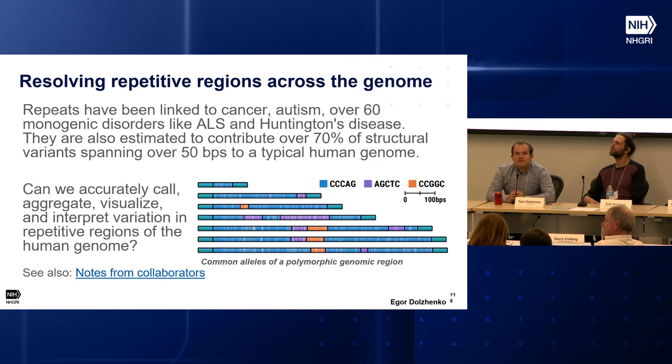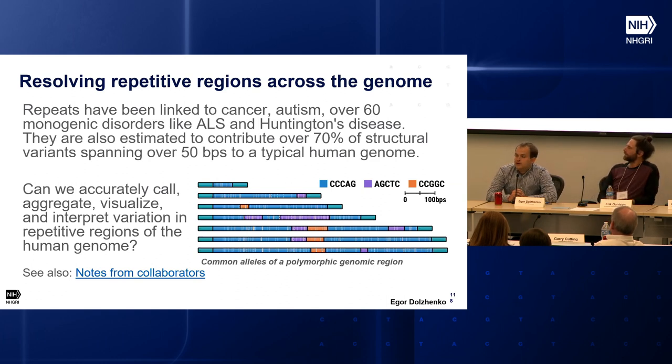And so at the same time, there is a significant need in creating computational methods for resolving these regions of the genome, because still in standard computational pipelines, usually there are no dedicated tools for analyzing repeats, although that's starting to change. And so the basic question that we want to answer is, can we accurately call, aggregate, visualize, and interpret variation in repetitive regions of the human genome?